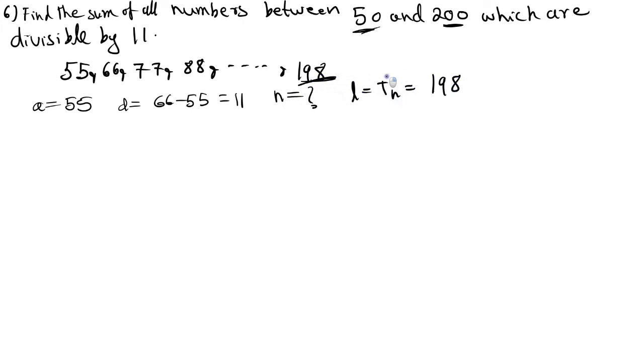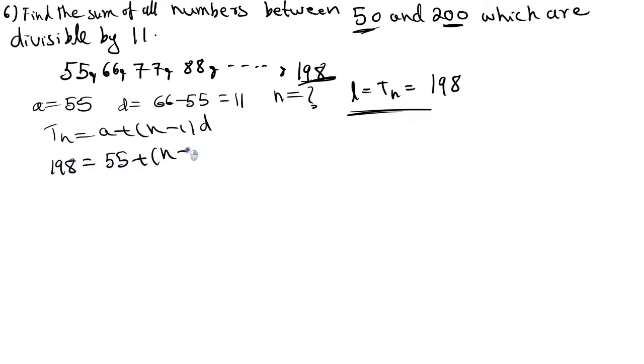First calculate n value. See, write the formula. Tn is equal to a plus n minus 1 into d. Tn, or last term, equal to 198 is equal to a value 55 plus n minus 1 into common difference 11. 198 minus 55 is equal to 11n minus 11 is there. First calculate 198 minus 55. 198 minus 55 is equal to 143. 143 equal to 11n minus 11.